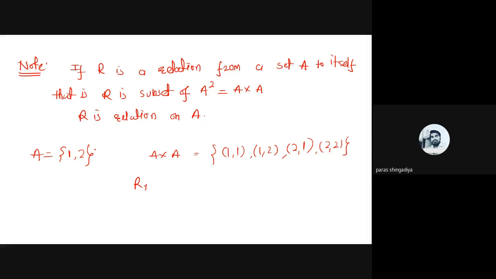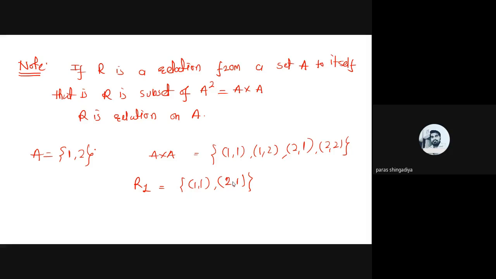And now consider a subset R1, which will be (1, 1) and (2, 1). So this relation R1 is from the set A to itself. R is a subset of A square here, and R is a relation on A. This R1 is a relation on A. If it were two different sets, here A cross B, then we would consider R1 as a relation from A to B. Right now R1 is a relation on the set A itself. So this is the concept of relations.